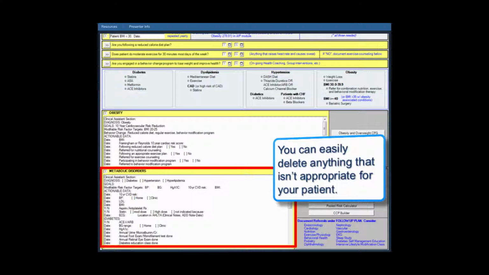And it doesn't have to be all completed in the first visit. It can be filled in over time, and as an added bonus, this will help you meet one of the NCQA standards for patient-centered medical home recognition.